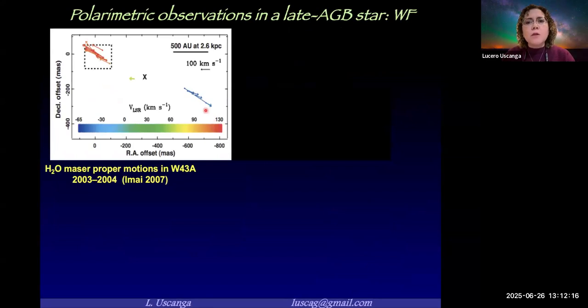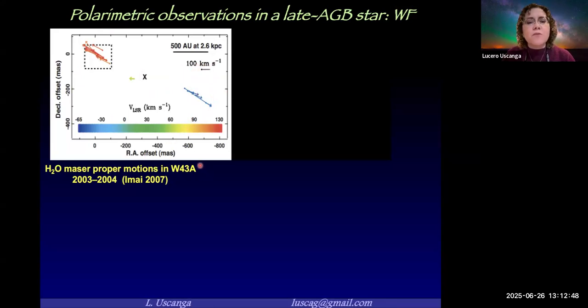Also, there are polarimetric observations toward late AGB stars and post-AGB stars, and principally towards water fountain sources. The water fountain sources are characterized by water masers that are tracing high velocity jets associated with the source. For example, in this one, the arrows represent the proper motions of the water masers, and the size of the arrow corresponds to 100 kilometers per second of movement.